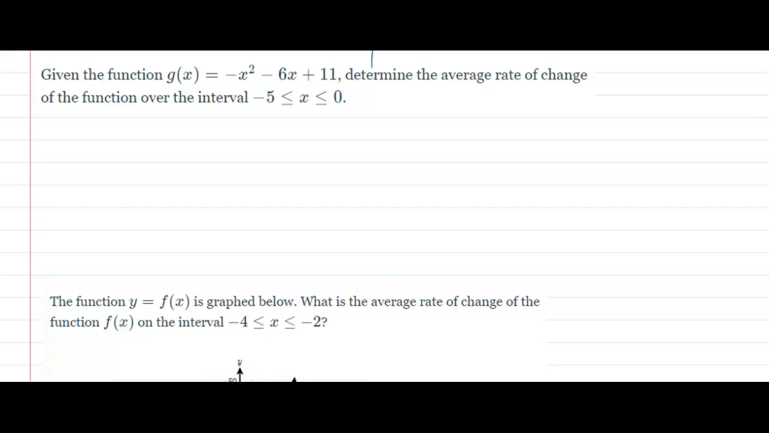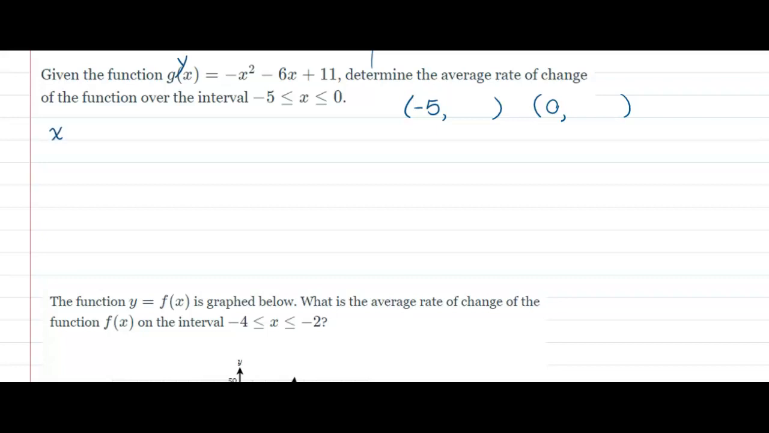They literally are saying from -5 to 0 for the x's. So we know the x's that we're talking about because it's right here. But what we don't know are the y values. But we have a function. So think back to how we can figure out the y value. Remember, g of x is just another name for y.